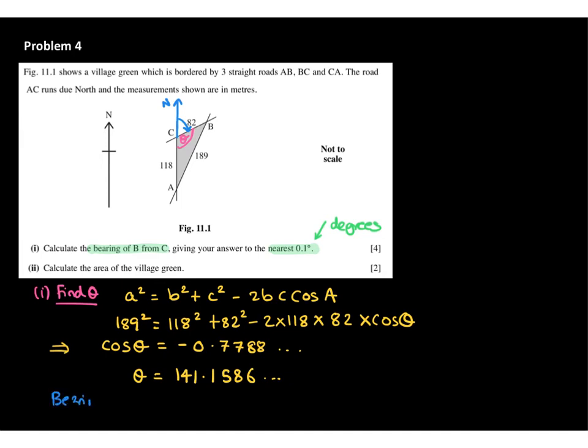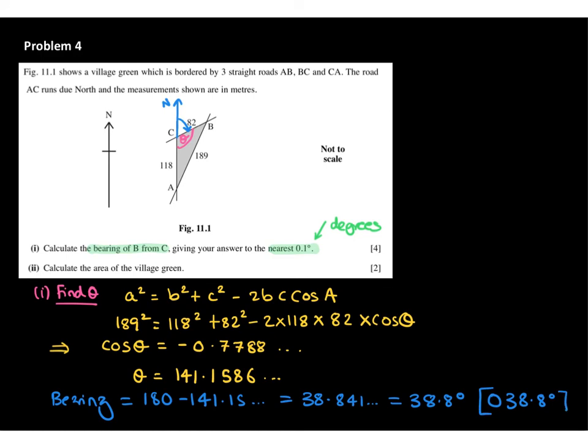So I need to subtract this value of theta from 180 degrees to get the correct answer. So that works out to be 38.841. So to the nearest 0.1 of a degree, that's 38.8 degrees. Now, it's a bearing, so it should be in 3 figures, so 038.8 degrees is our answer as a final value.